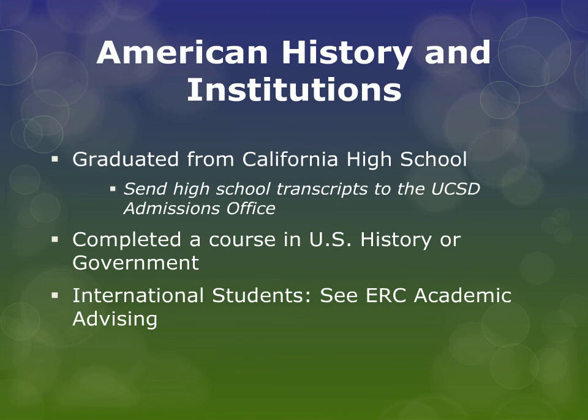The second requirement is American History and Institutions, also known as AH&I. The university requires knowledge of American history and/or government. If you graduated from a California high school, your AH&I requirement is complete. If you attended high school outside California, you can clear the requirement with comparable coursework. Please refer to an ERC academic counselor for course options. If you are an international student, please consult with an ERC academic counselor in the fall, and we will explain how you will clear the requirement.